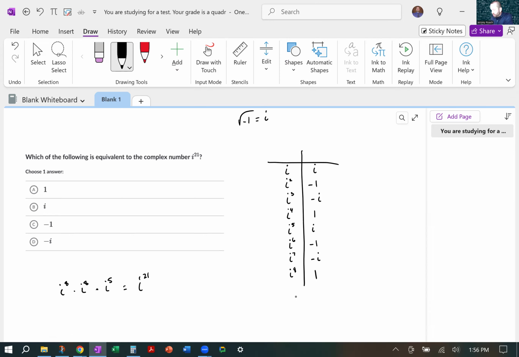So now we can just go to our table and look and plug in what these numbers are. So we're going to look at these values, plug them in. So 1 is i to the 8th, 1 is i to the 8th, i to the 5 is i, and that's just 1 times i, which is equal to i.